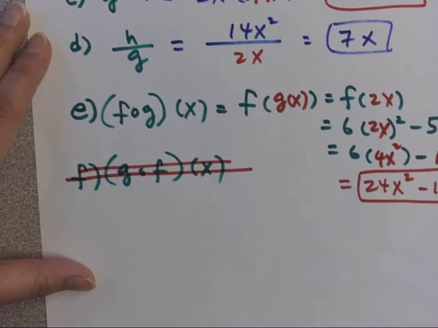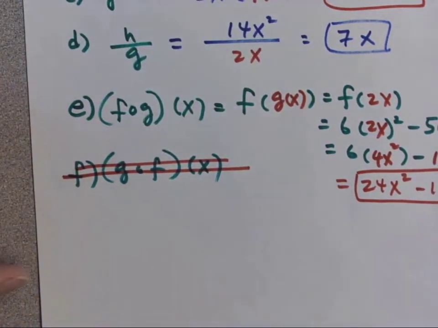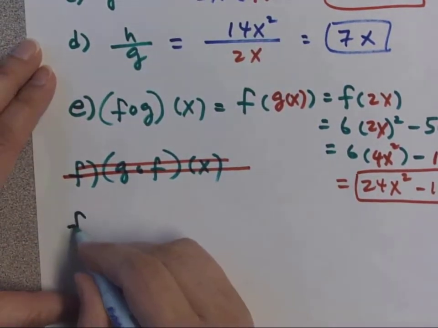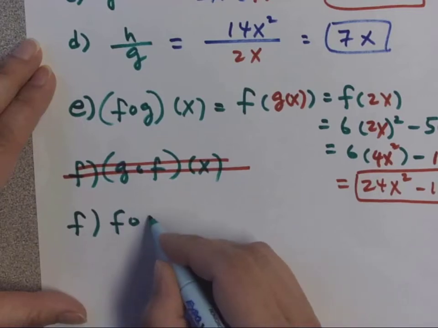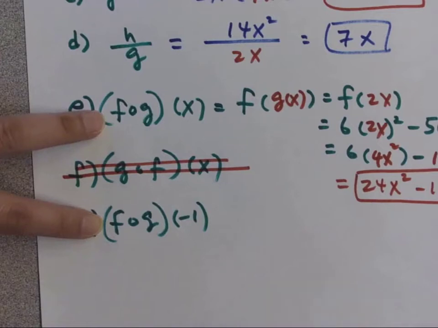4x squared is 2x times 2x. Is 2x a perfect square, okay? Okay, I wrote down the next question wrong. It was f of g of -1. So these two almost look the same, right?